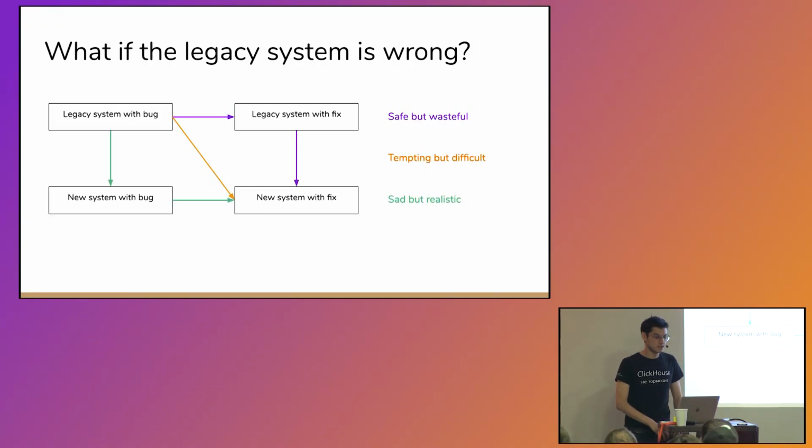So instead, what I recommend is the sad but realistic approach of first focusing on the migration, leaving the bugs where they are, and fixing them later. So when you do a migration, you migrate first and fix and add new features later, in the second part.